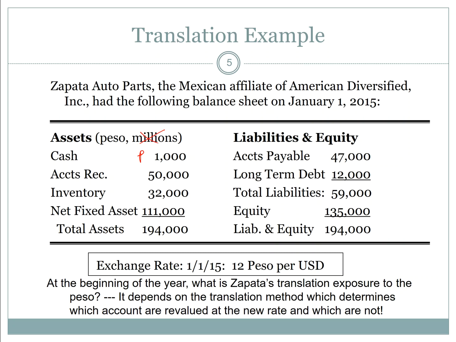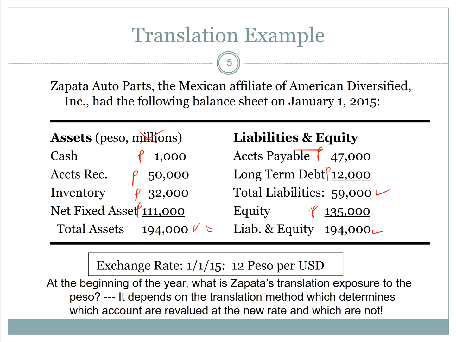We'll just say they have 1,000 pesos in cash, 50,000 pesos receivable, 32,000 pesos inventory, and then we have net fixed assets, which would be my property, plant, and equipment. We have 47,000 pesos of accounts payable, 12,000 pesos of long-term debt for a total liability of 59,000 pesos, and an equity position of 135,000 pesos. My liability and equity is 194. So there we have our basic accounting identity: assets equal liabilities plus equity.